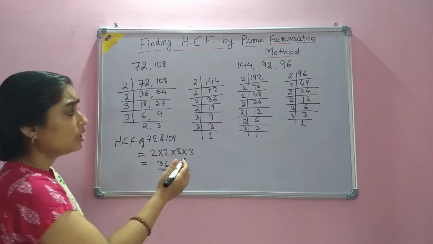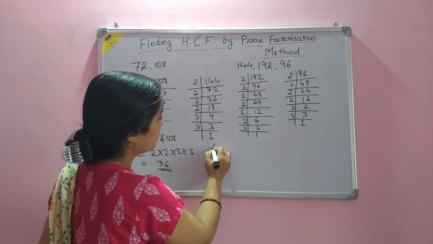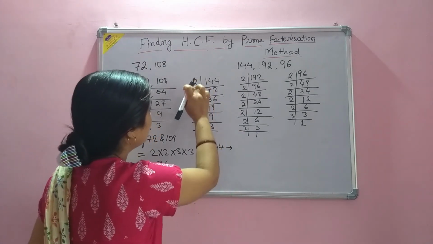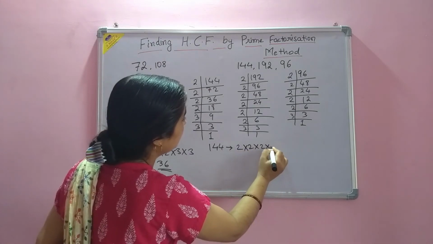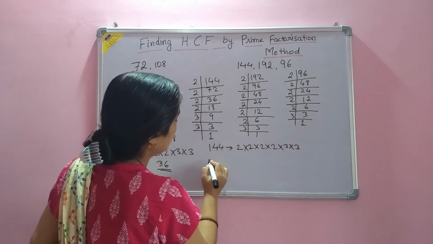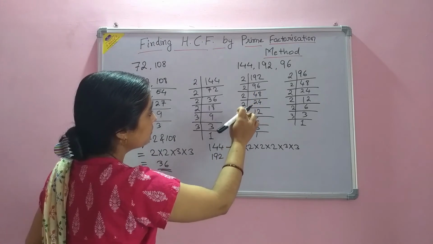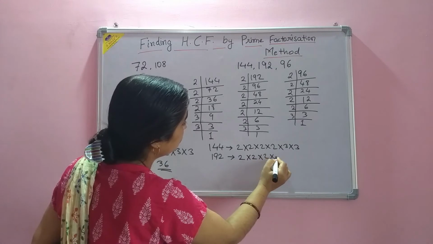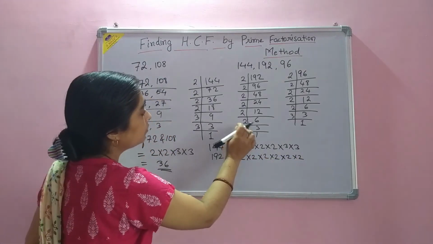Yes. Now we will find the HCF. For that, list out the prime factors first. 144 is 2 four times, and 3 two times. And 192 is 2 six times and 3 one time.